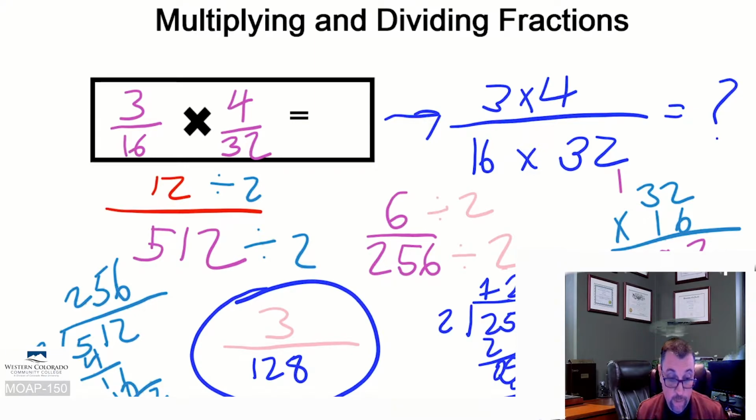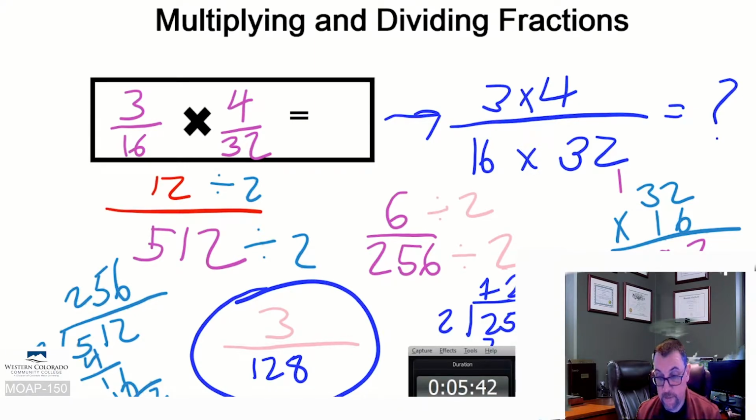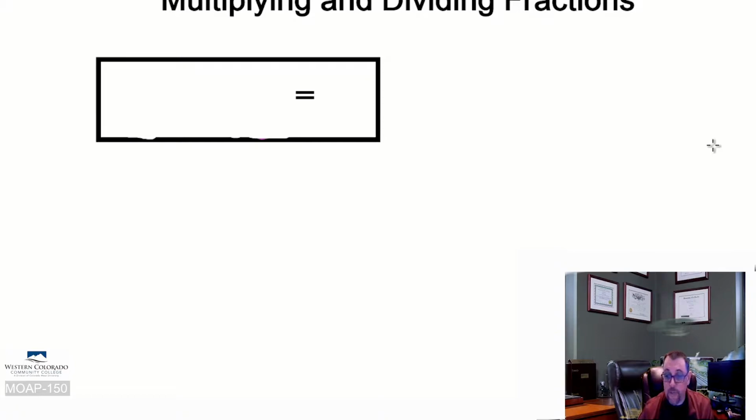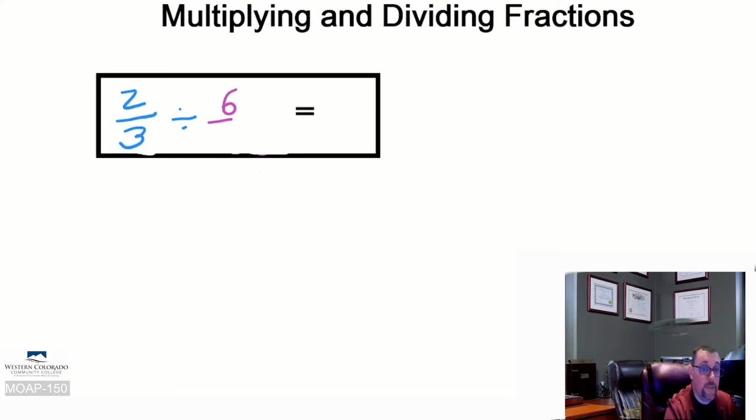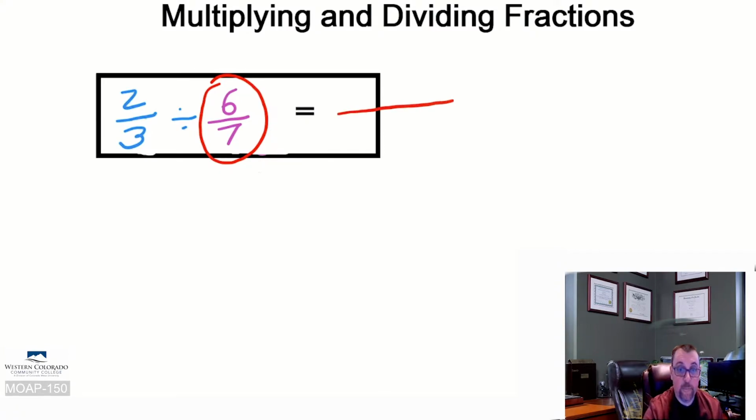All right, let's look at one division problem here. Pretty similar to multiplication, but not identical. We'll take a look at that now. So the interesting thing about dividing fractions is that it's actually a multiplication problem. So if you were given a problem of 2 over 3 divided by 6 over 7, you're actually still going to do this as a multiplication problem, but to make it a multiplication problem, you're going to invert that or flip it.